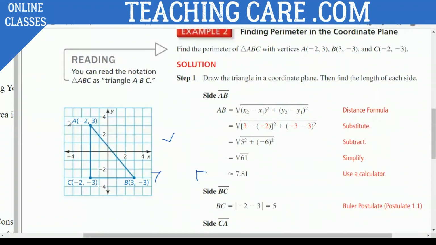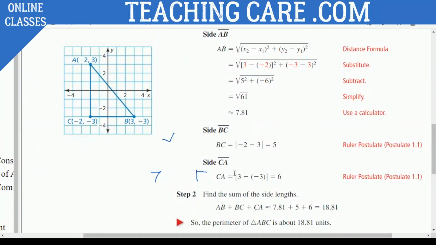Perimeter is nothing but the sum of all the sides. So you have to use the distance formula to find the distance between A and B, then B and C, then C and A. The distance formula is the square root of (x2 minus x1) squared plus (y2 minus y1) squared. First, they have taken the points A and B as x1, y1 and x2, y2. Substitute the values. Similarly, we find the lengths of BC and CA. Distance cannot be negative. Once you have found all the sides, you add them up: AB plus BC plus CA. Understood?